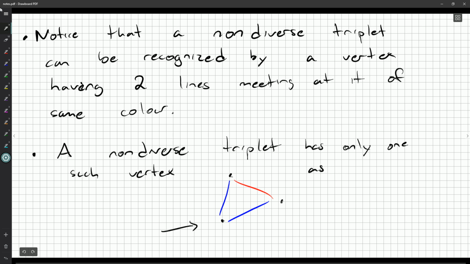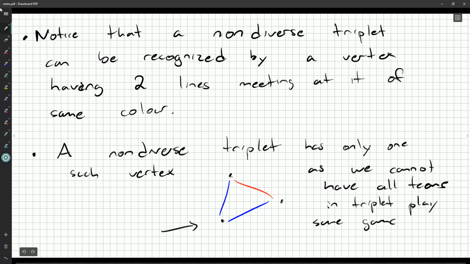Okay, as we cannot have all teams in the triplet play the same game, the other vertices will be this blue and then some other color. Blue and then some other color. So that's an important fact.